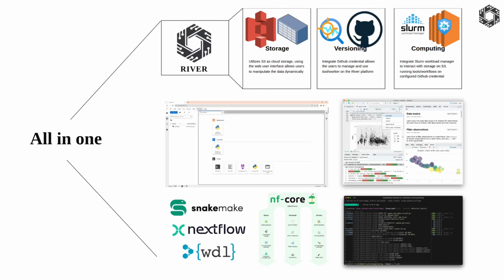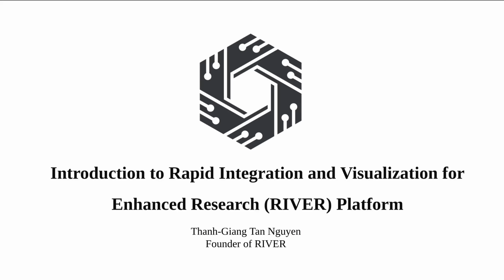Overall, RIVER has been tested with 10 different nf-core pipelines in genomics, demonstrating how it can help centralize and streamline your daily tasks. RIVER, Graphic Integration and Visualization for Enhanced Research, is continuously evolving, with plans to support even more types of credentials in the future.